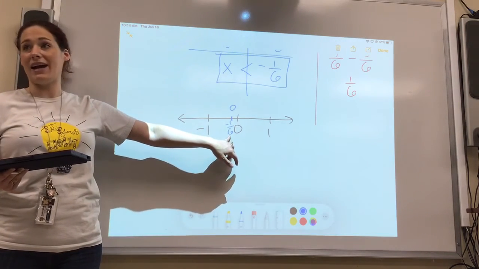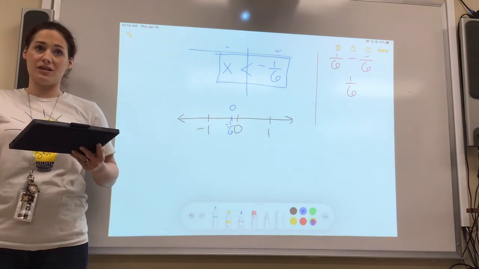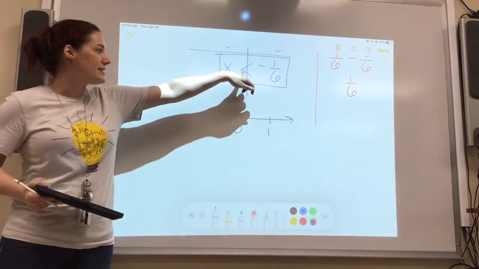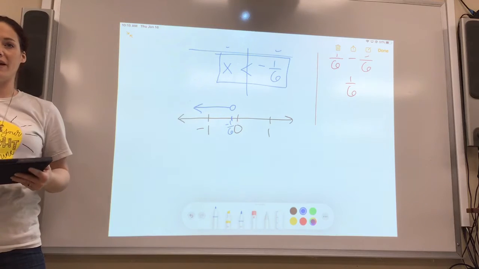Negative 1/6 is not actually a part of my answer. So you use a filled in circle when it is a part of your answer. You use an open circle when it's not. All I want is the less than part, which is the arrow to the left of negative 1/6.